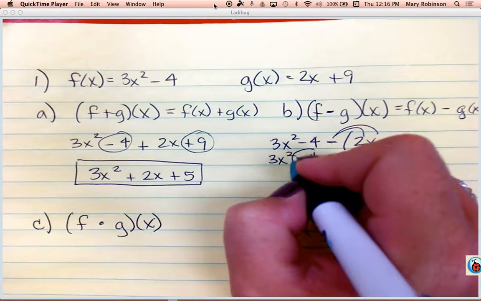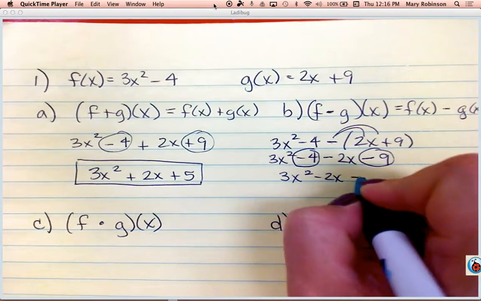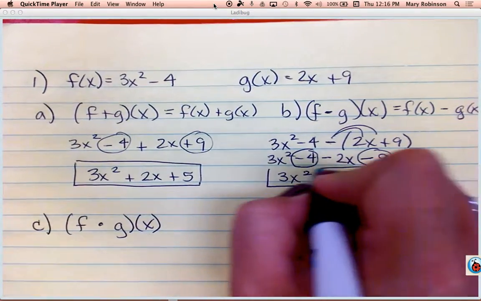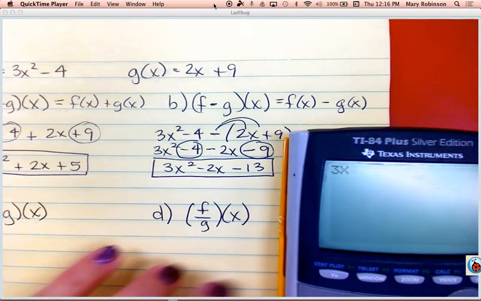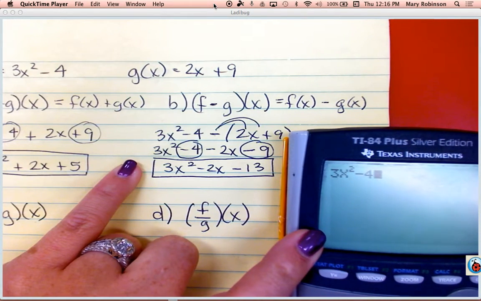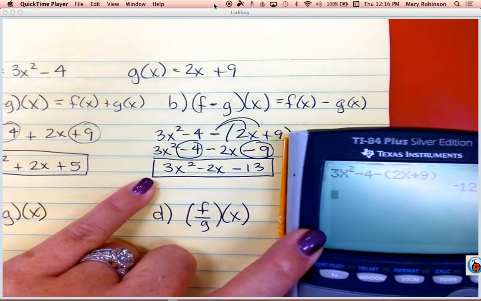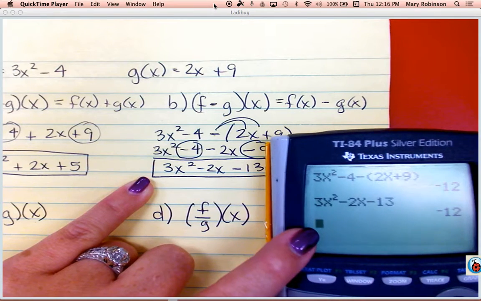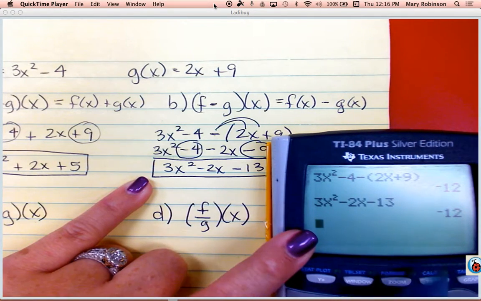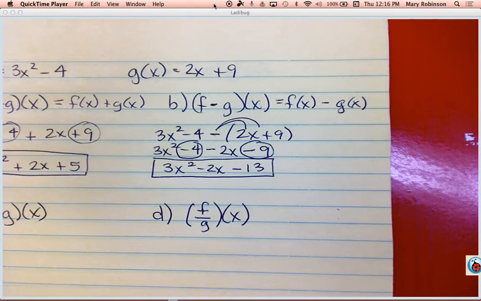Then I can combine like terms and write down what remains. And there's my answer. And again, I can verify it the same way. I'm just going to do a couple of these. 3x squared minus 4 minus 2x plus 9. Then I'm going to type in my answer. If they don't match up, I would first make sure you typed it in correctly. But then if you know you typed it in correctly, but it's wrong, they just don't match, then you know you did your math wrong. So negative 12 is our output for both, so I know my answer is correct.